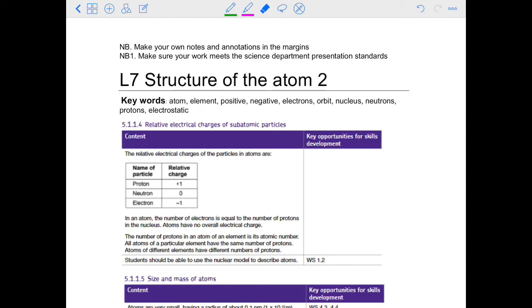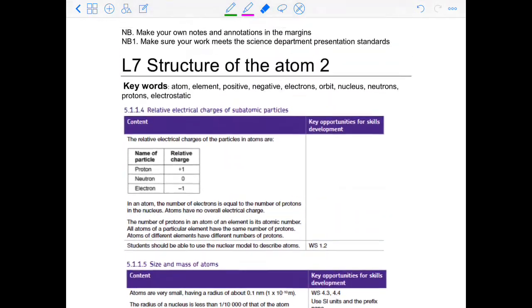Hello, ladies and gentlemen, and welcome to Lesson 7, Atomic Structure, Part 1. This is the last lesson of this booklet, so we'll finish it off strong.